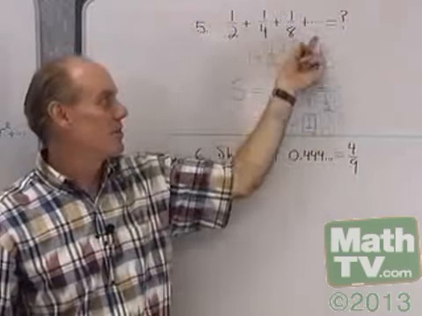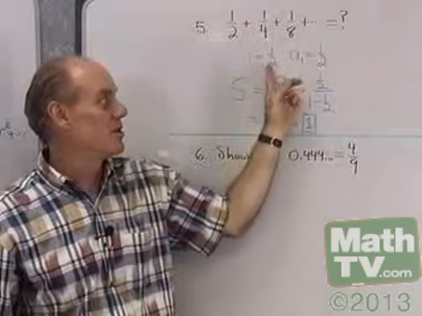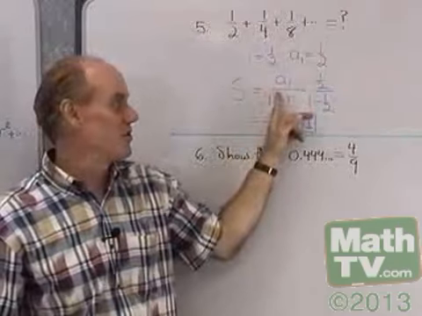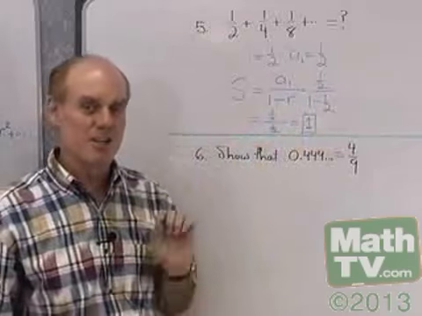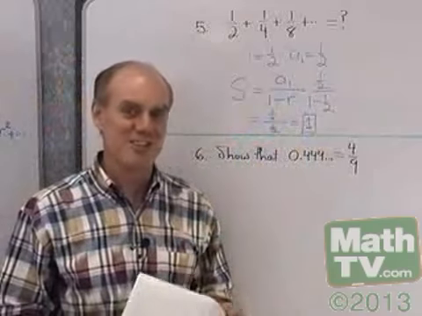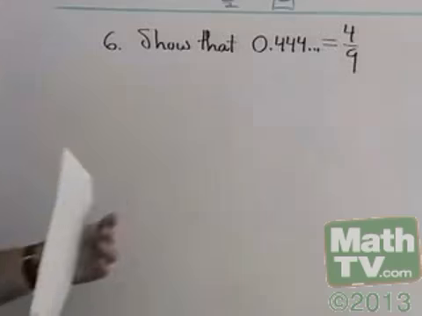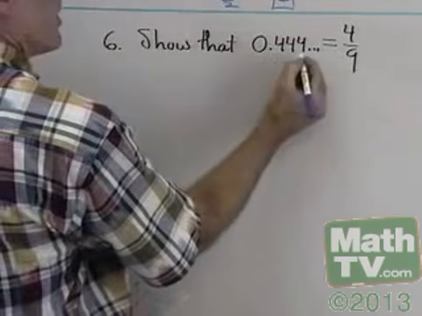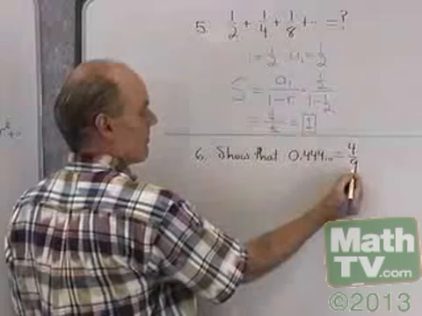So the sum of all these numbers right here is an infinite geometric sequence. R, the common ratio, has an absolute value less than 1, so I can use this formula. It comes out just 1. Let's take a look at another example that uses the same formula. Show that 0.444 repeating is equal to 4/9. So show that this repeating decimal right here is the same as the number 4/9.